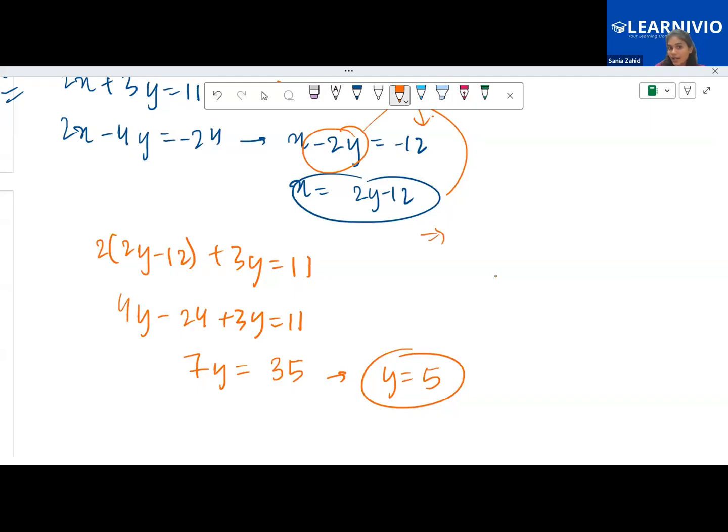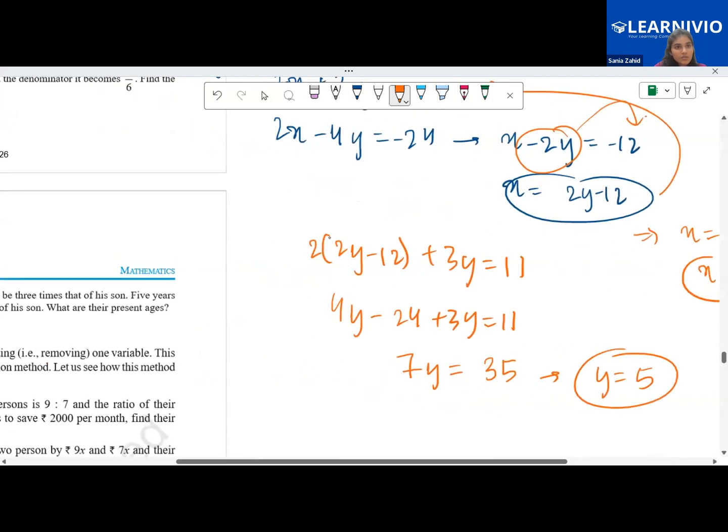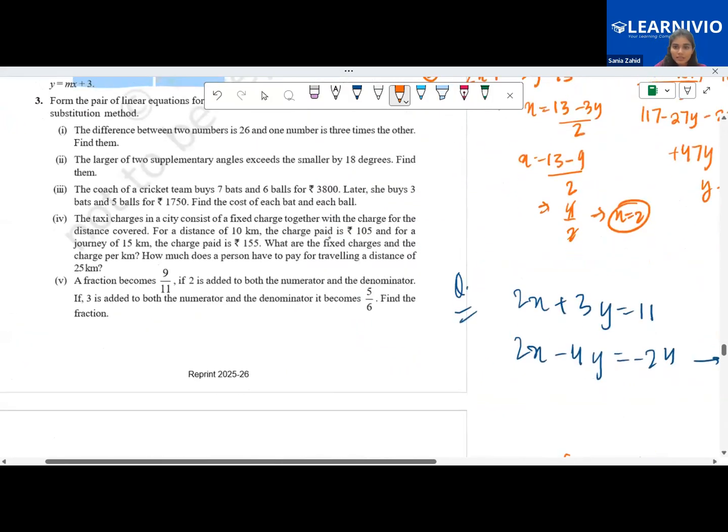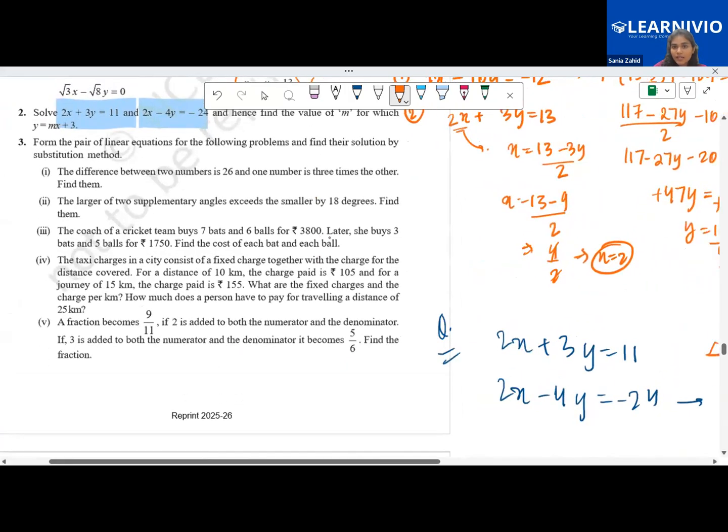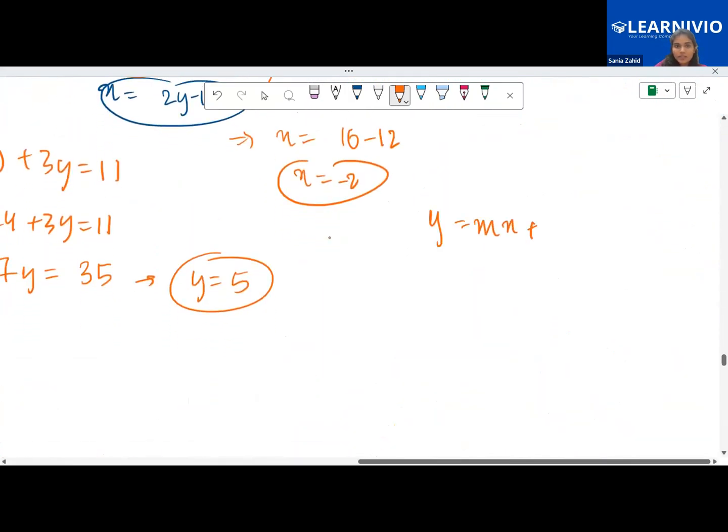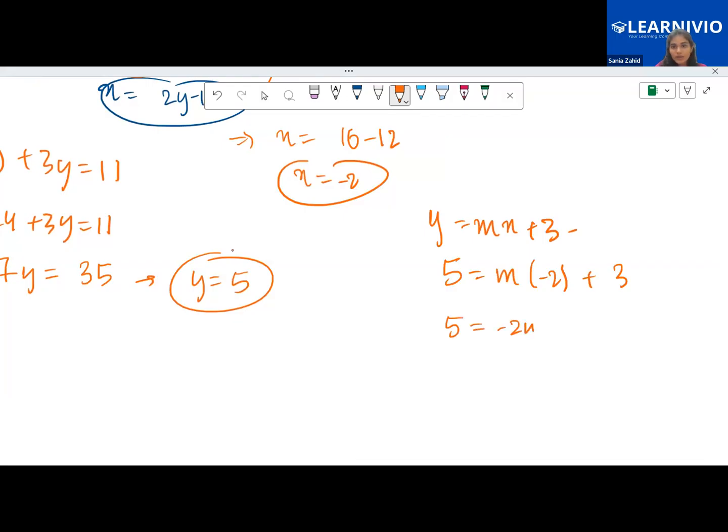Now what will I do? I'll substitute the y here and x is equal to 10 minus 12. So x is equal to minus 2. Now what was my equation? y is equal to mx plus 3. So y is 5, m you don't know, x is minus 2, plus 3. So 5 is equal to minus 2m plus 3. So 2 is equal to minus 2m. So m is equal to 1. No, plus 2 here. Minus 1. Okay. m will be minus 1.